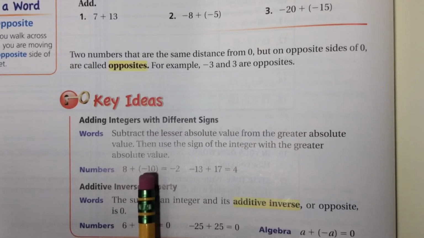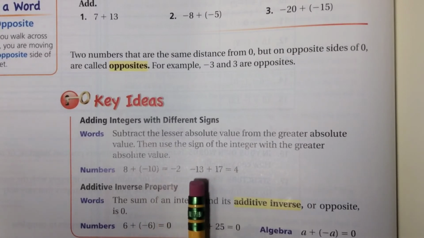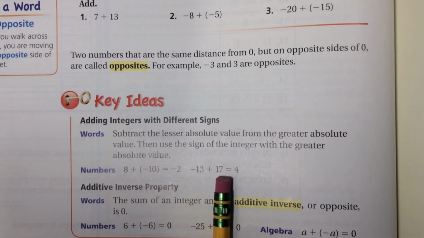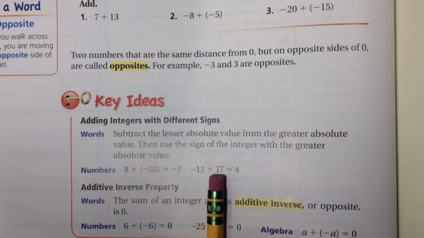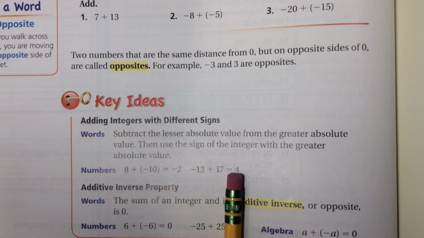So the 10, there are more negatives here, so it wins and it gets to keep its sign. Over here I have negative 13 plus 17, different signs. I have a negative and a positive. So I subtract the numbers. 17 take away 13 is 4.